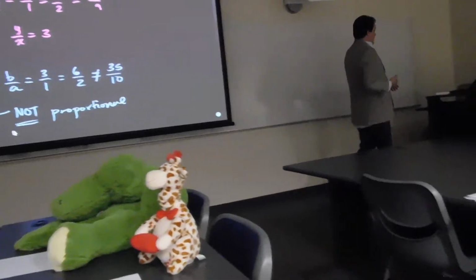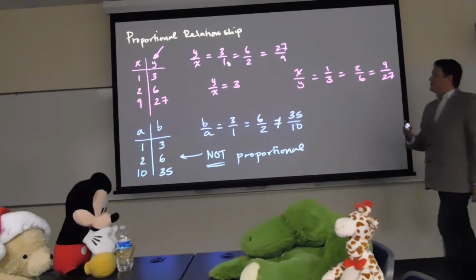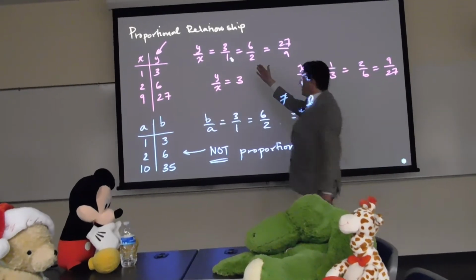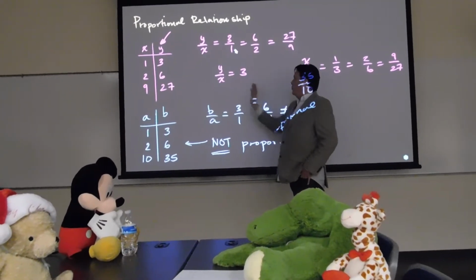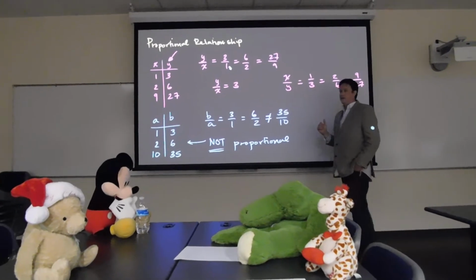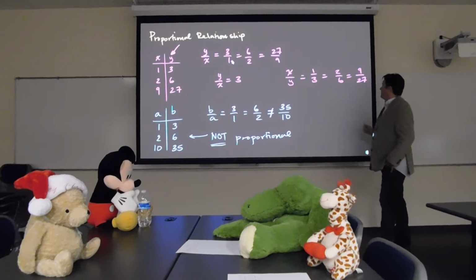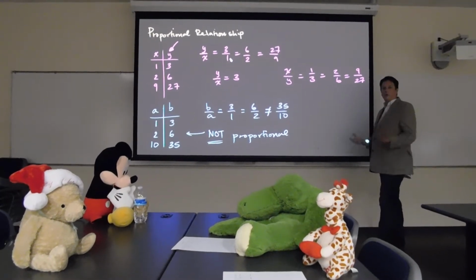Now, let's just go ahead and point this out as well. It doesn't matter which one you choose as your numerator. In this first example at the top where it is proportional, we chose the y value as the numerator, but if we were to reverse it and have the x as the numerator, then 1/3 equals 2/6 equals 9 over 27. They're all multiples of 1/3.